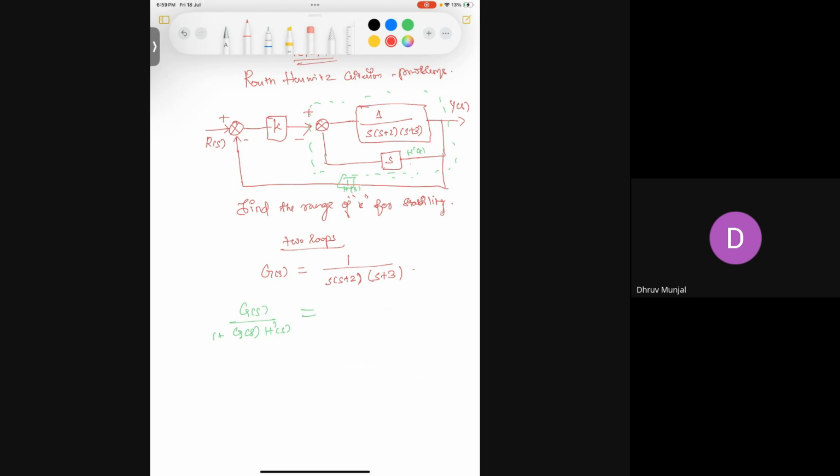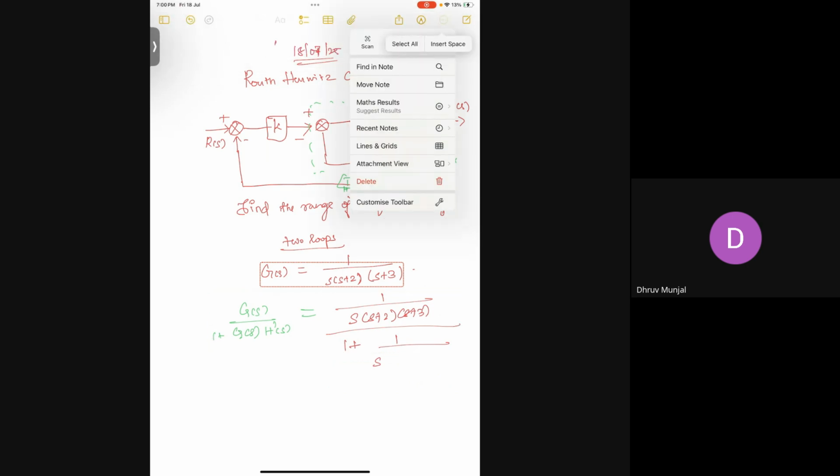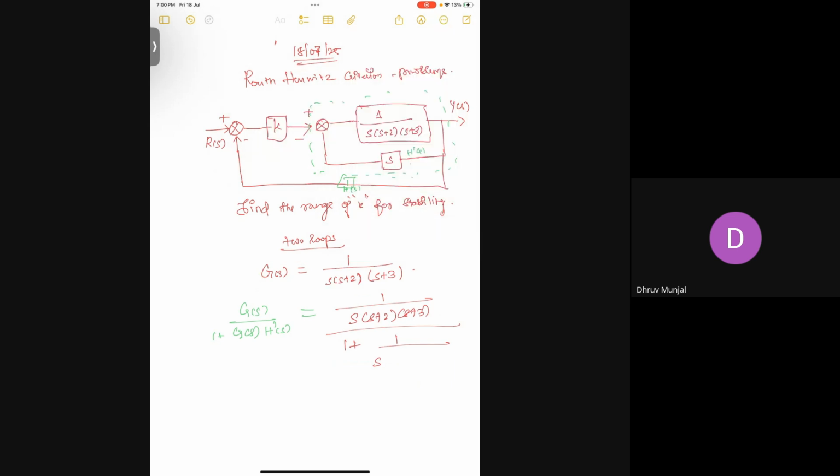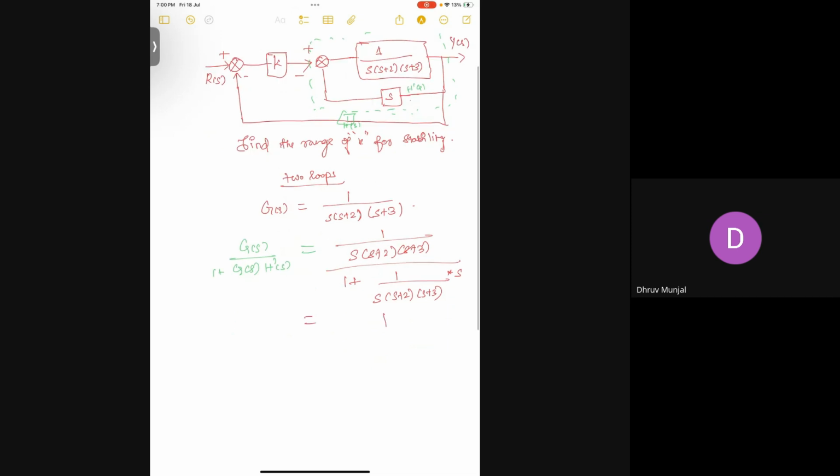Understood. So this will become, I will just write straight away, divided by 1 plus 1 by s into s plus 2 into s plus 3 into s, right? So this will come there. S cube plus 5s square plus 6s plus 1s will be there. So this will give you s cube plus 5s square plus 7s. Right? I think that I'm correct now.